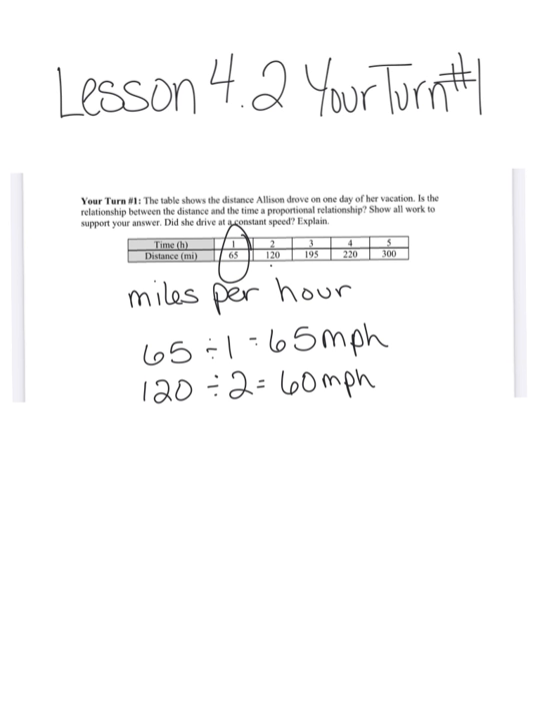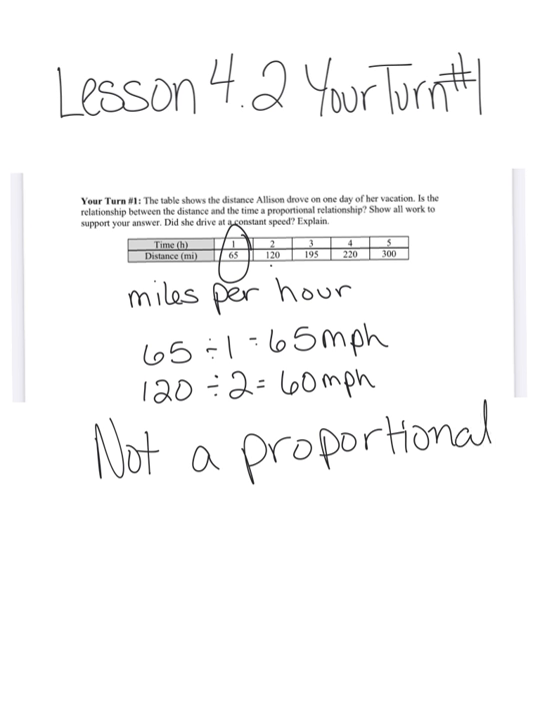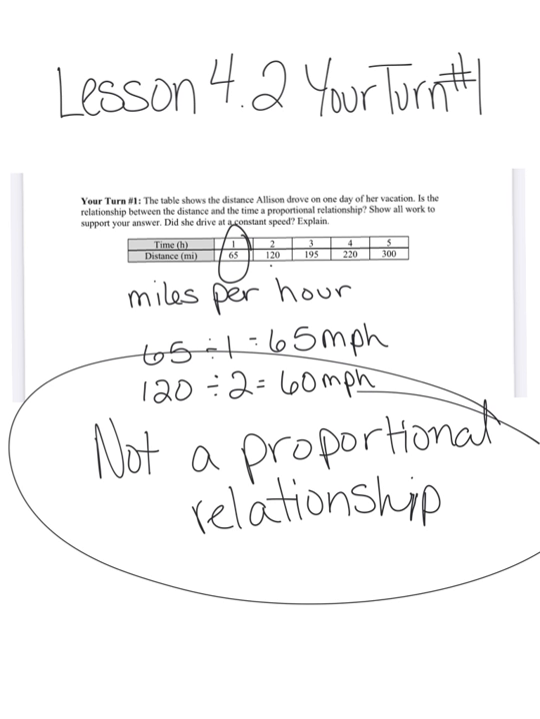Now we could go through and check the remaining 3 columns, but we know that in order to have a proportional relationship, all it takes is one column being different for it to not be proportional. So what I have here is enough information to conclude that this is not a proportional relationship. And there you have it, your final answer, not a proportional relationship.